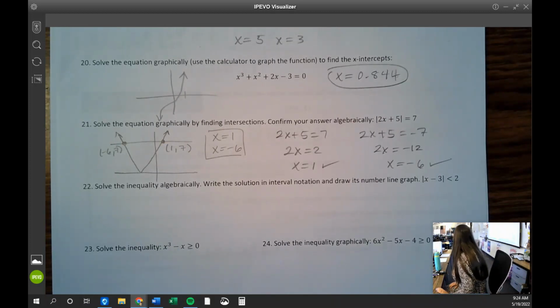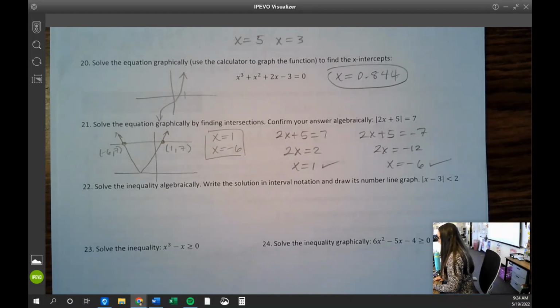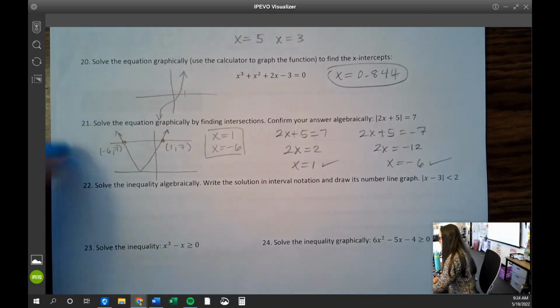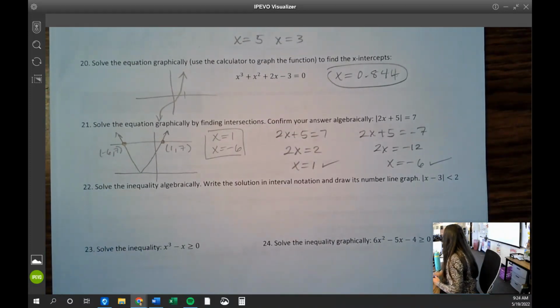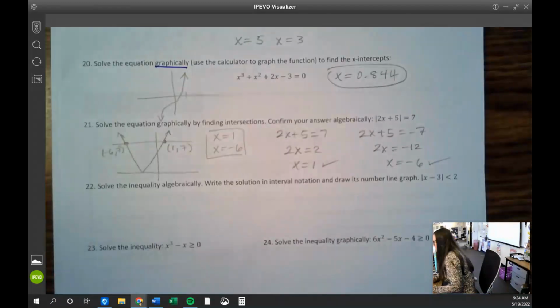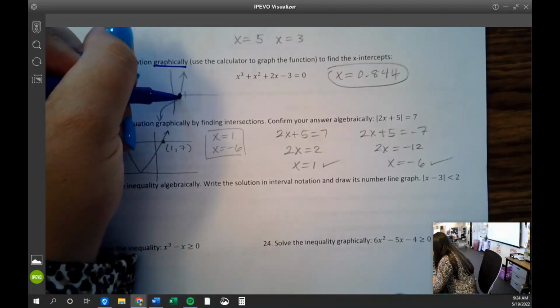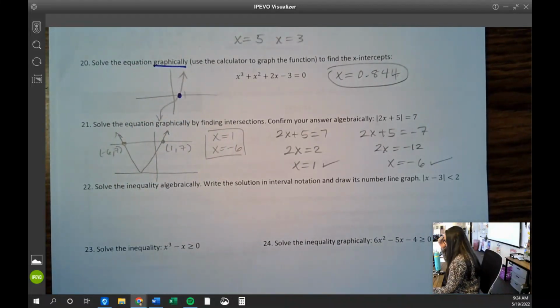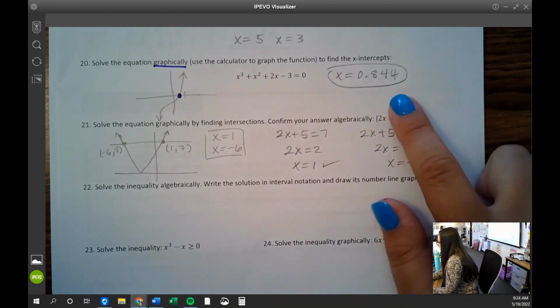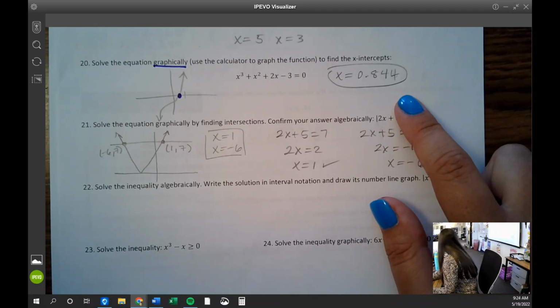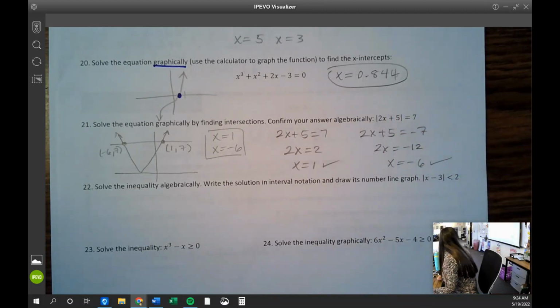Okay, so we are checking over the 3.1 homework. 20 and 21 asked you to solve the equation graphically, right? Use the calculator to graph the function and to find this point here. This is what we practiced a couple units ago, right? Finding the zero. So you should have been able to get 0.844, rounding to 3 decimal places.